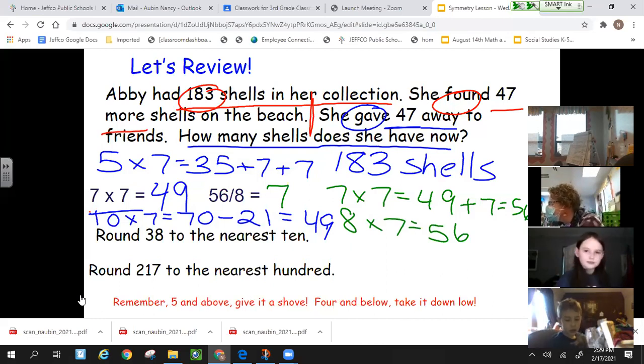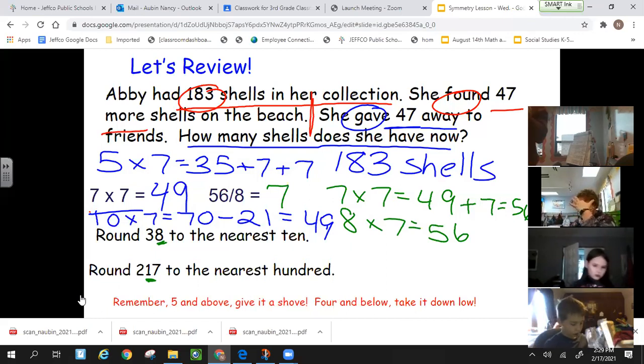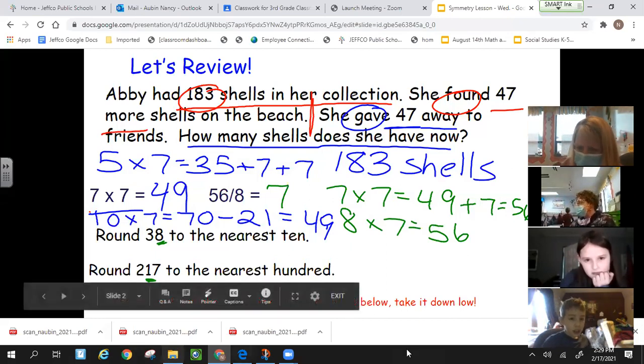Remember, 5 and above, give it a shove. 4 and below, take it down low. And I'm going to underline the digit in the place value that you need to look at for each one. All right, and I'm going to be asking a friend at home to share. So if you are remote and think you can share, raise your hand so I can call on you.